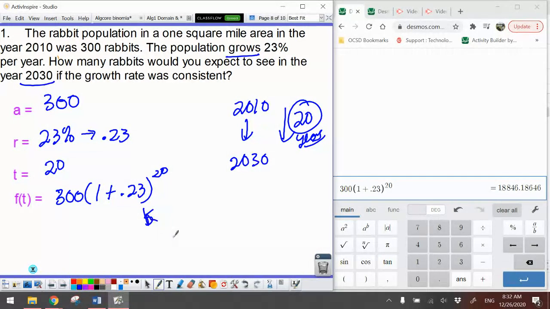So there are 18,846 rabbits. Now, again, that's just the math. We don't know if there are predators out there who are reducing that population, but if it was purely the math, there would be 18,846 rabbits.